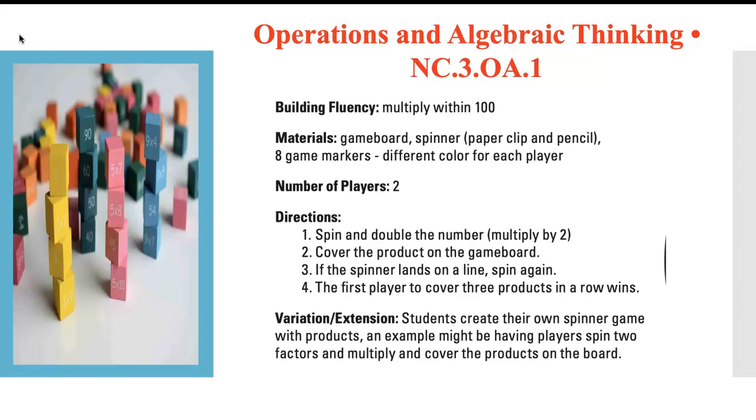First, we will spin, and whatever number you land on, you will double it by 2, you'll multiply the number by 2. You'll cover the product on the game board with a star, and that's how we play the game. If your spinner lands on a line, you will spin it again, and the first player to cover 3 products in a row wins the game.